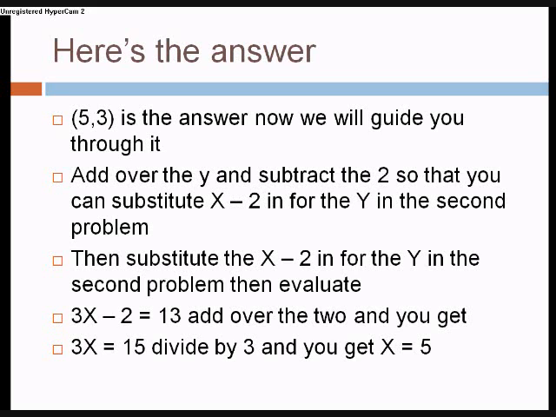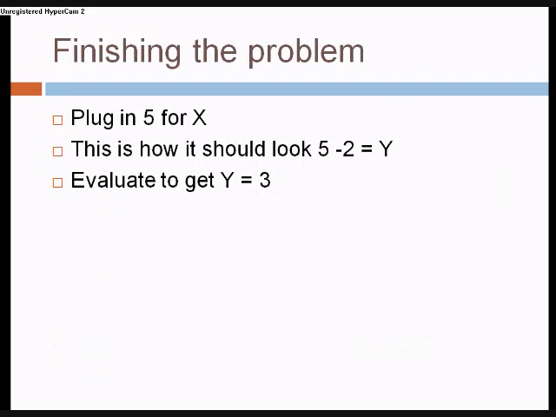So you add over the y and subtract the 2 so that you can substitute x minus 2 in for the y in the second problem. Then you substitute the x minus 2 in for the y in the second problem, and you evaluate. 3x minus 2 equals 13. Well, you want to get the variable alone, so you add over the 2, then divide by 3, and you get x equals 5. Sorry, I jumped a little far ahead. But now you need to finish the problem.